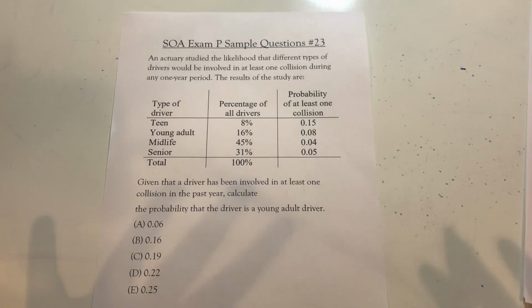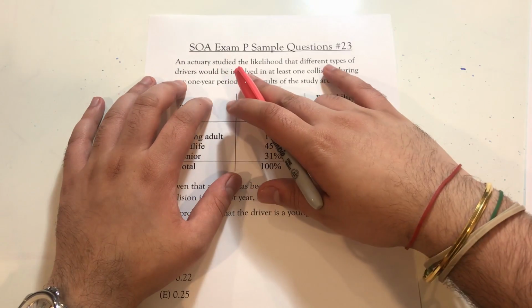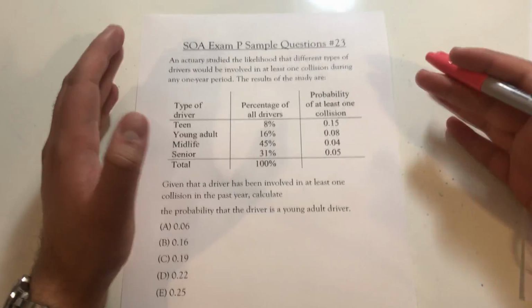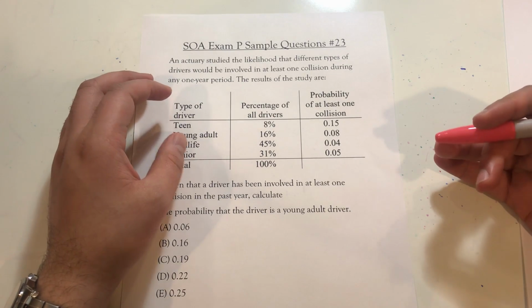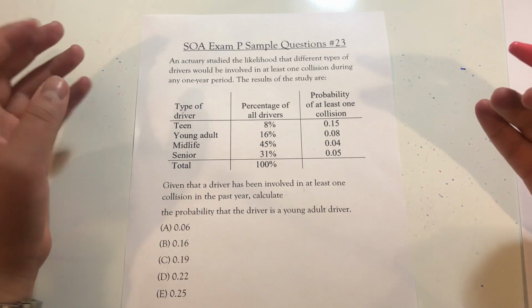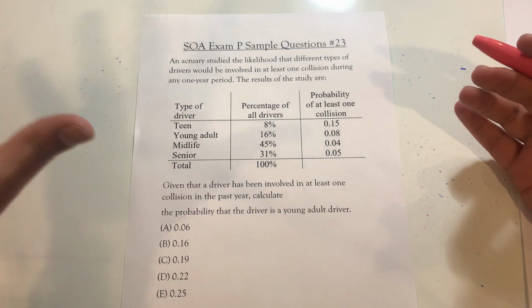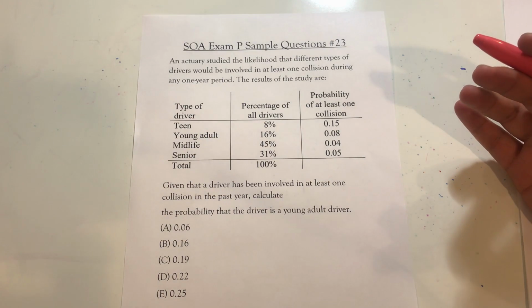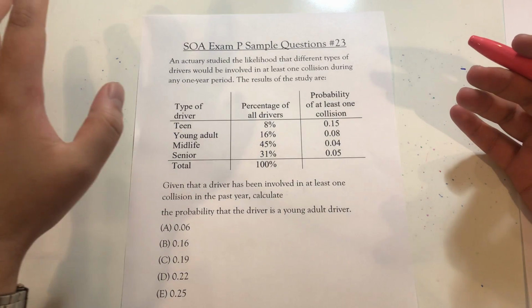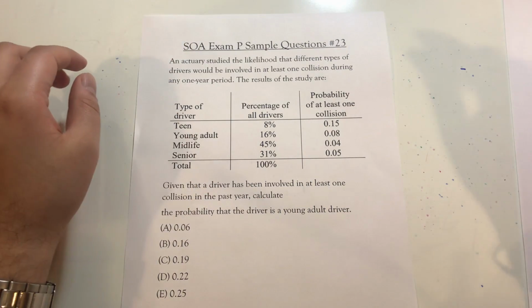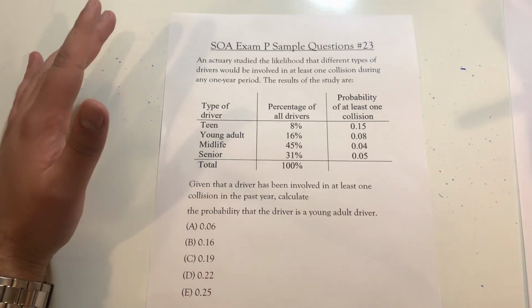All right, so in this video, we're going to go through sample question number 23 from the Society of Actuaries Exam P list of sample questions. The question reads, an actuary studied the likelihood that different types of drivers would be involved in at least one collision during any 1 year period. And here are the results of the study given in this table.